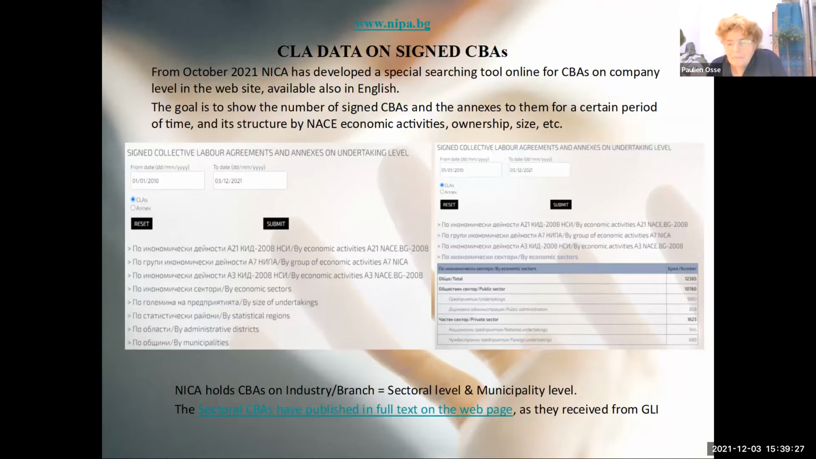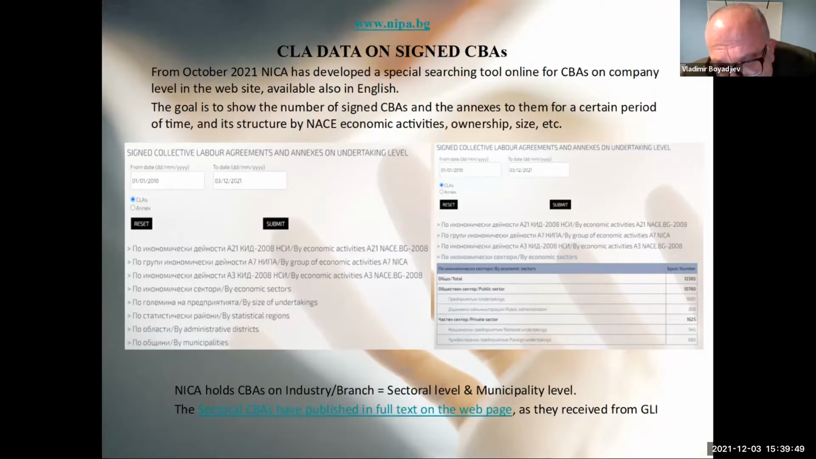We developed also the external output to answer the question: what are all collective labor agreements in a given period of time. Please, next slide.